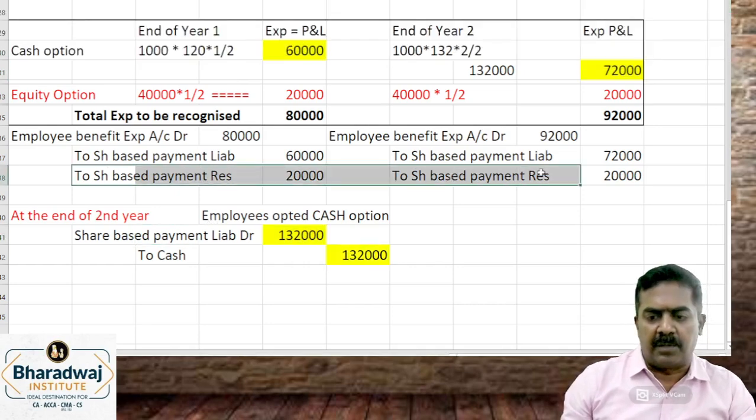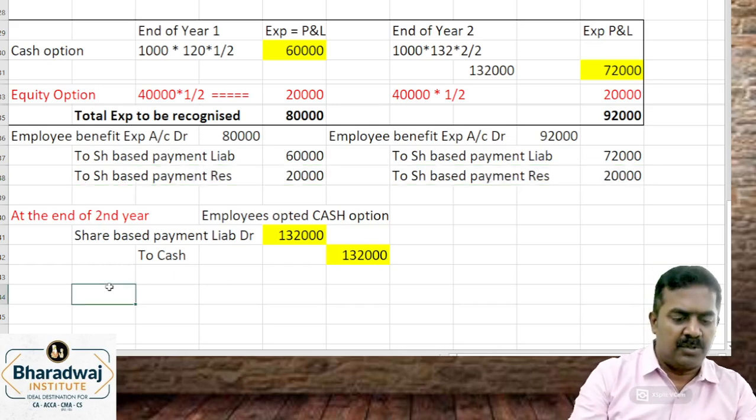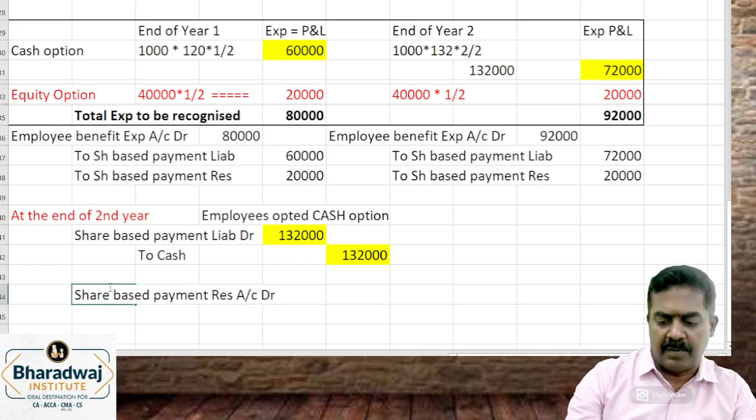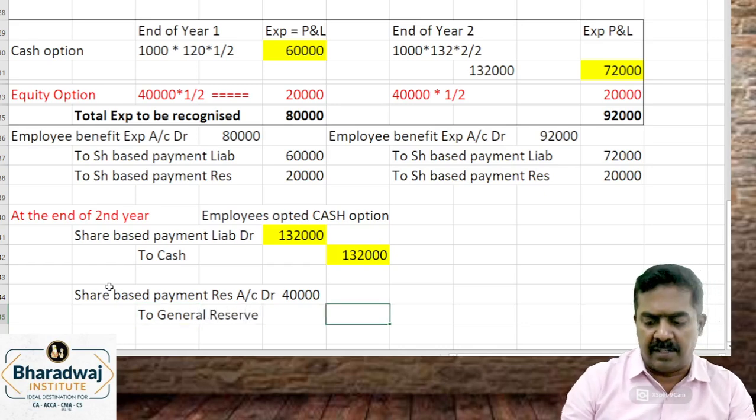Sir, what about the share based payment reserve that is created? There is no use. So what will you do? How much did we create? 40,000, to which account? General reserve, retained earnings, anything is okay.